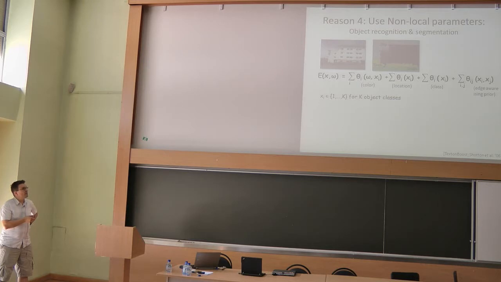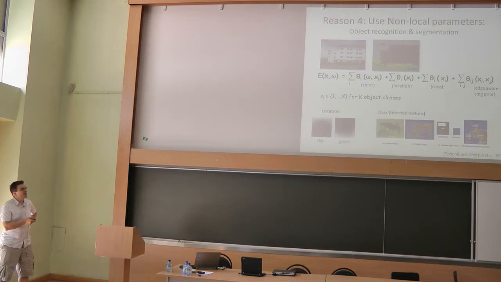You have these color models, which are exactly as I explained, so that all the white is more likely house and all the blue is more likely sky. You have a location term here. And the location term can be, for instance, that sky is more likely at the top and grass more likely at the bottom. This is a unary term.